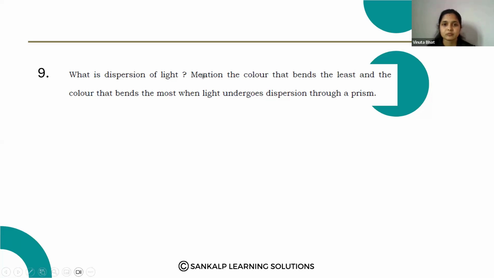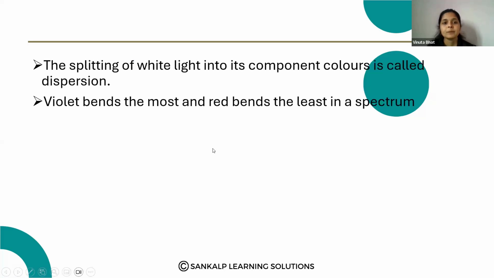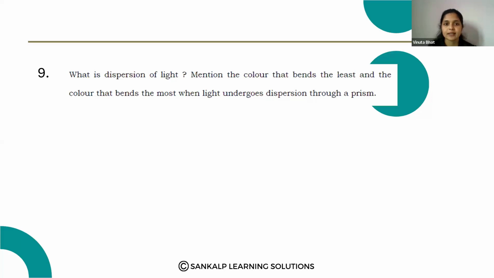Yes. What is the answer? The splitting of white light into its component colors is called dispersion of light. Violet bends the most and red bends the least in the spectrum. Again, I will show the question once again.